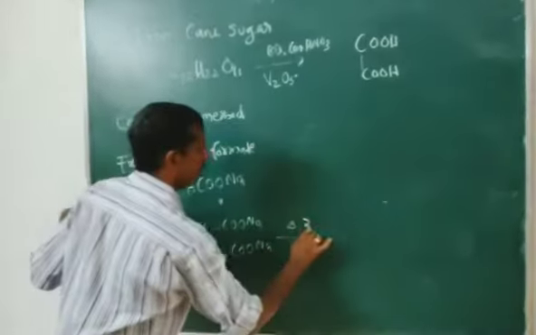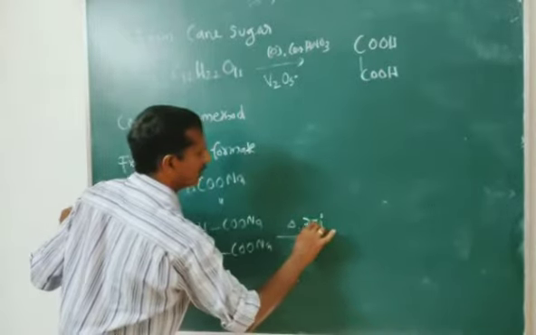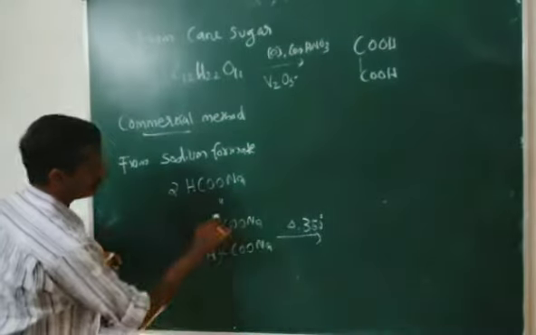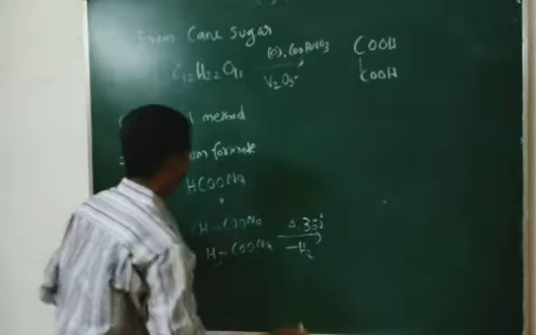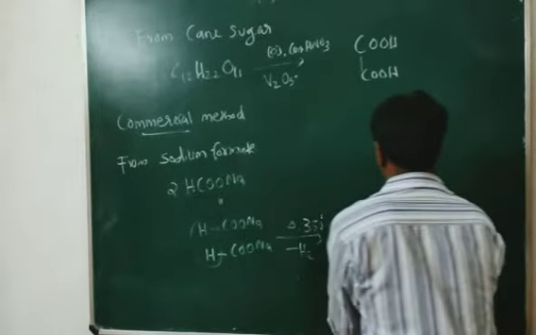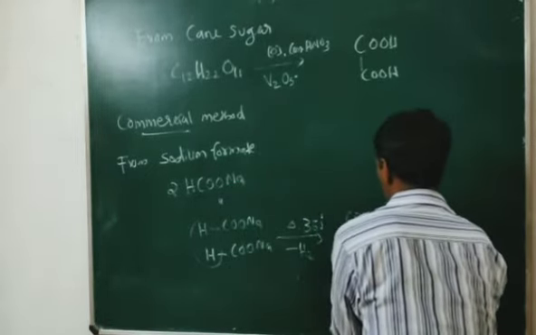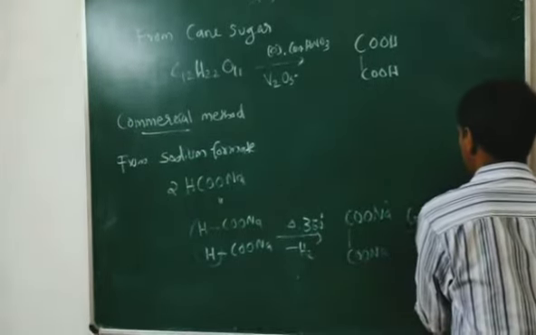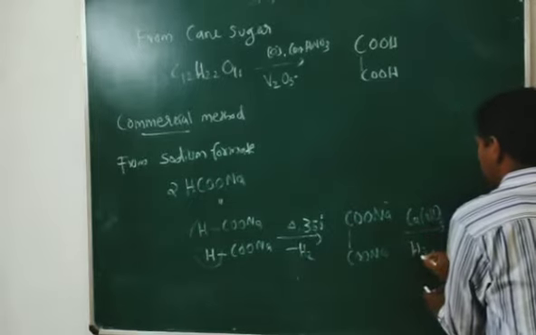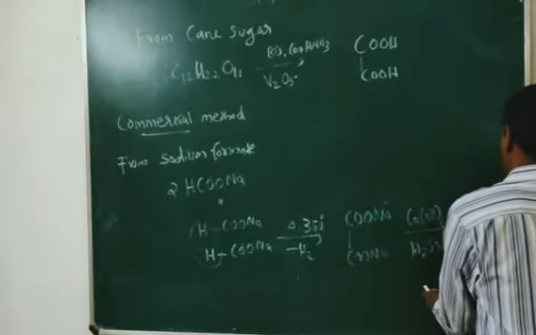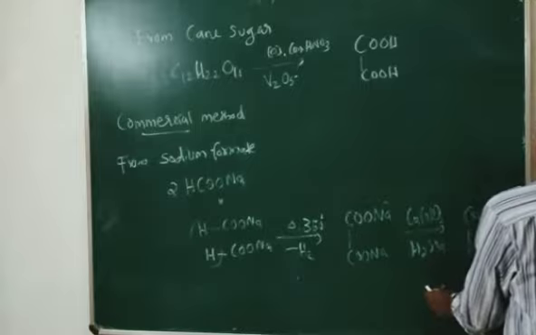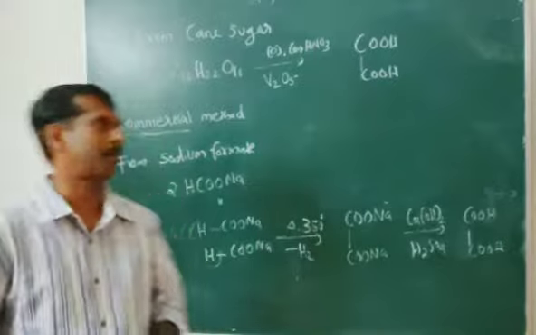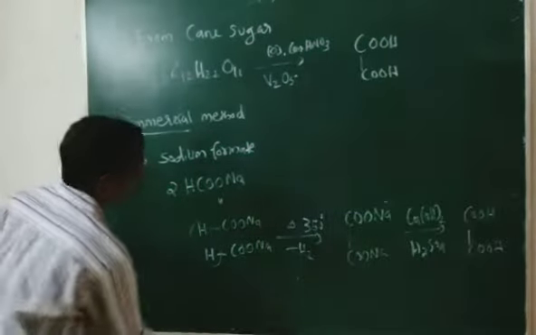When heated at 350 degrees Celsius, minus H2, H2 is eliminated, and we get COONa, COONa. This on reaction with calcium hydroxide, Ca(OH)2, and H2SO4, we get oxalic acid, COOH, COOH. This is the industrial or commercial method of preparation of oxalic acid from sodium formate.